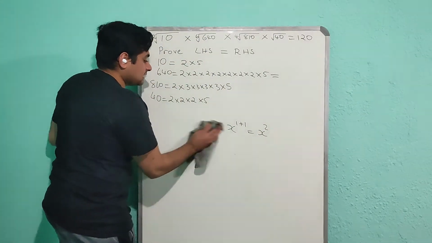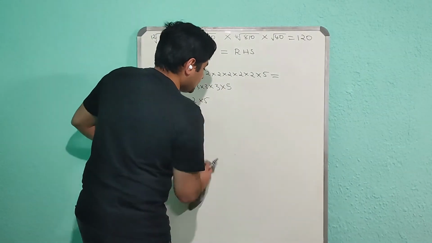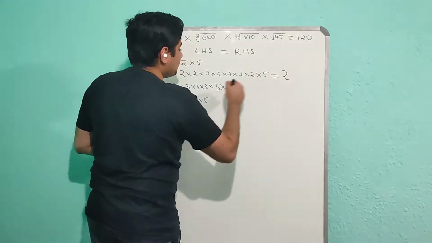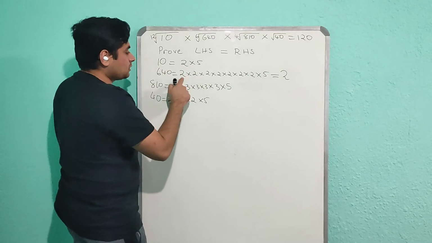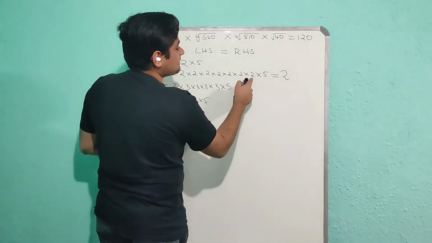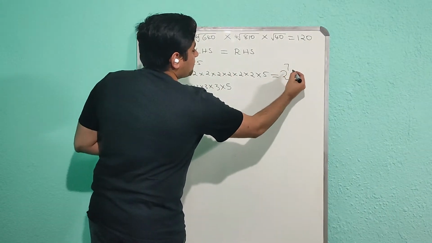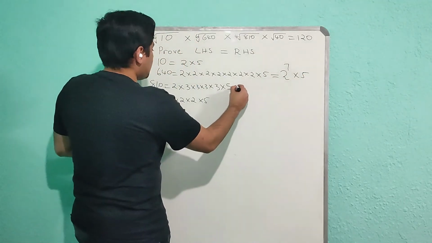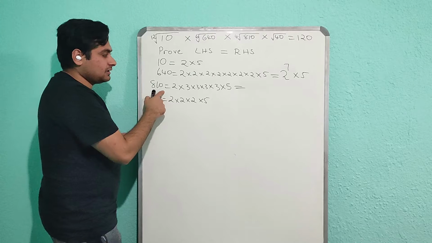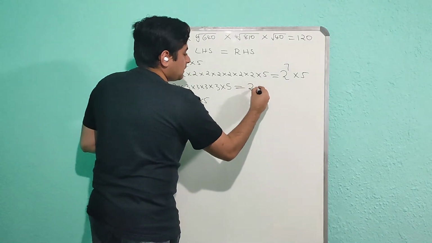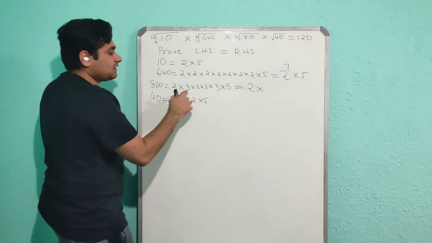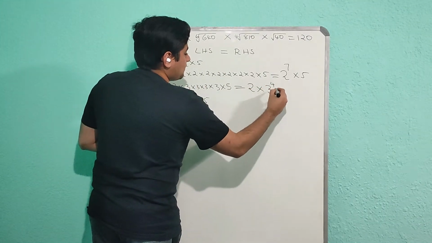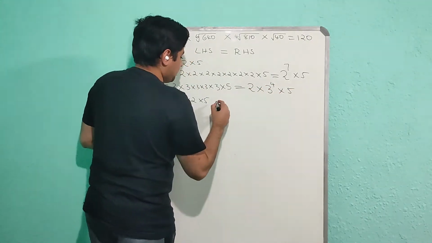The same thing goes in terms of this. Here we can see that we have all 2's, so we have the same base, right? How many 2's do we have? 1, 2, 3, 4, 5, 6, 7. So you can simply write 2 to the power of 7 times 5, because there is only one 5. Now in terms of 810, we only have one 2. We write 2 as it is, times how many 3's do we have? 1, 2, 3, 4. So we write 3 to the power of 4 times 5.